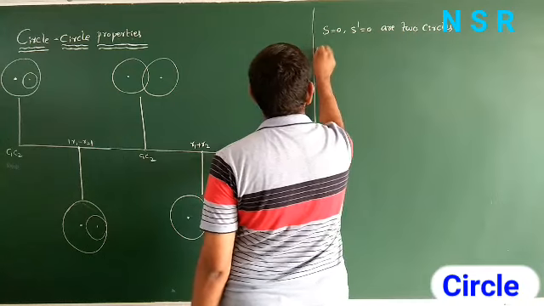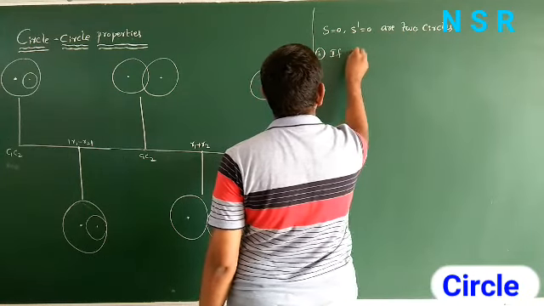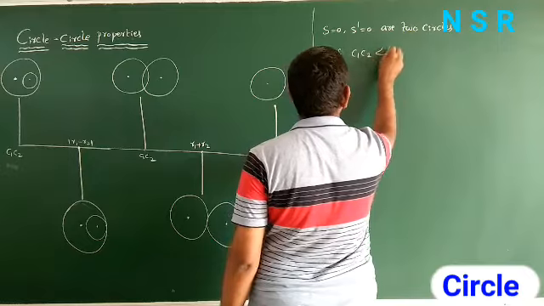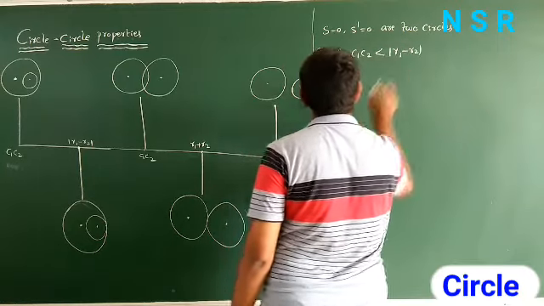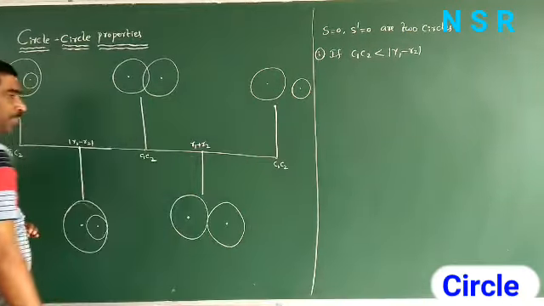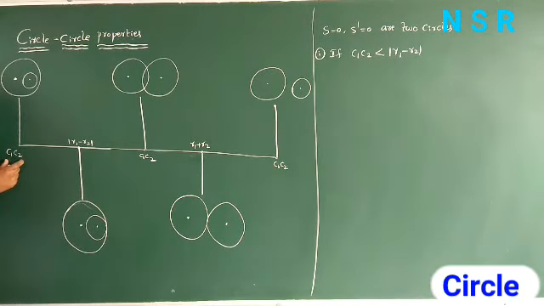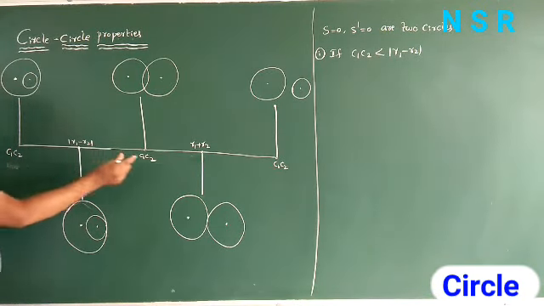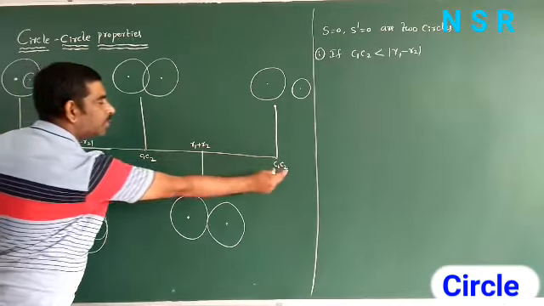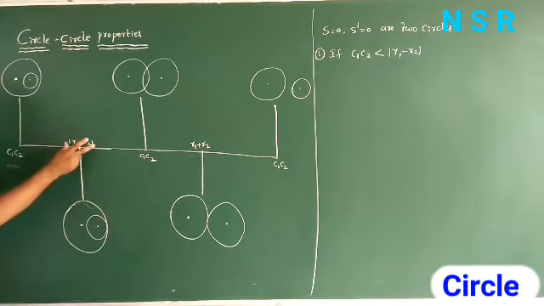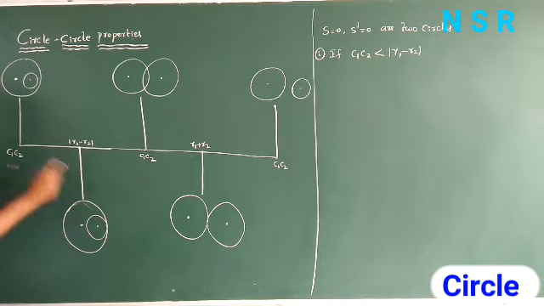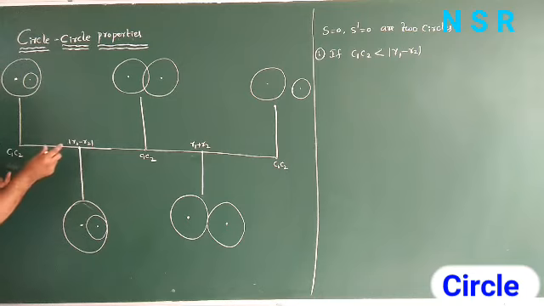So the first condition is if C1 C2 is less than mod R1 minus R2. Observe the diagram. C1 C2, this is mod R1 minus R2, next C1 C2, R1 plus R2 and C1 C2. Why do we apply mod here? Because it is a distance, okay? R1 R2 distance is always positive, so that's why we write mod here. So the first condition is C1 C2 is less than mod R1 minus R2.